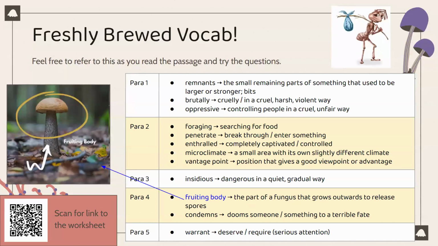One example, paragraph 4, the word fruiting body. I feel like the definition is not so helpful, so I've given you a picture. If you're wondering what the picture is referencing, and I don't know if you learned this for bio, the mushroom cap, this top part, is known as the fruiting body. Everything else is not considered the fruiting body, like the roots and stuff like that. The roots are at the bottom and this is the fruiting body. This is the one that helps to release the spores of the mushroom so that it can populate.